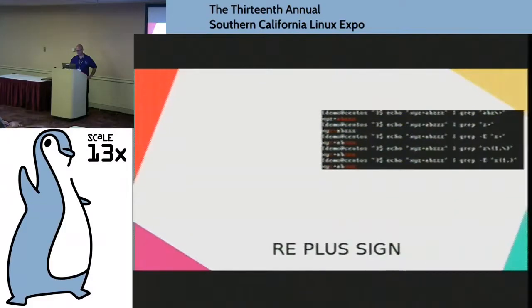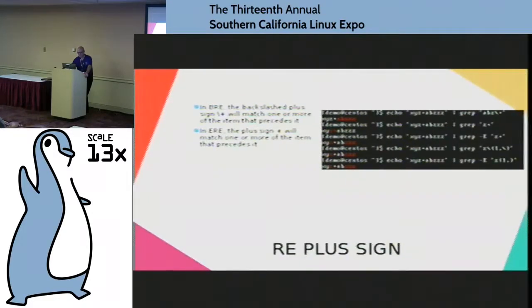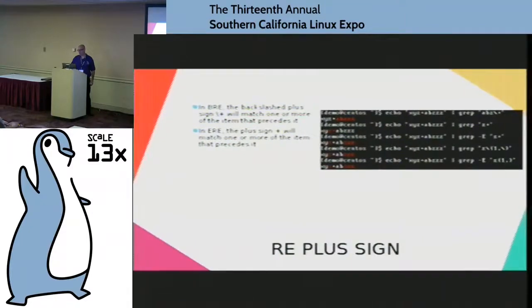So now we're going to look at that plus, which is the 1 or more. You have to do a backslash in front of it in the basic, whereas in the extended regular expressions, you can just use the plus directly. So in our examples, we do see grep with ABZ backslash plus. And so it matched 1 or more Z's, it actually matched all 3.